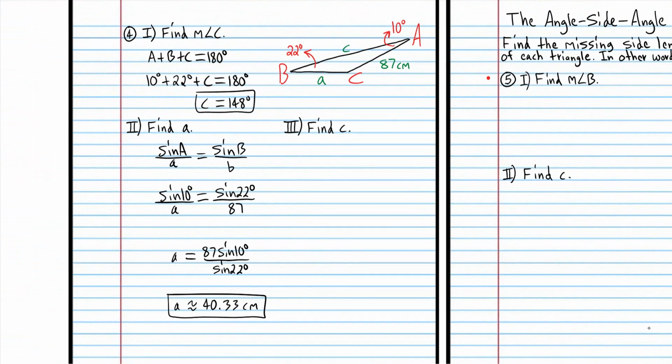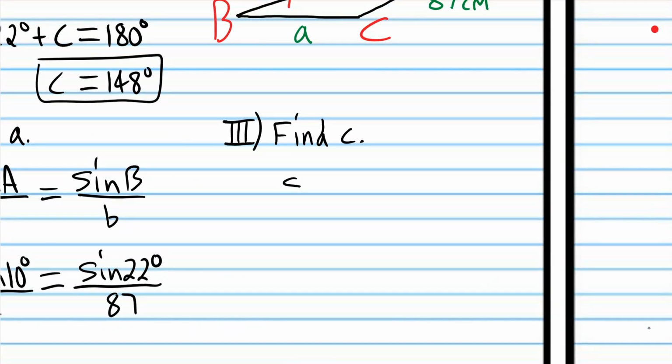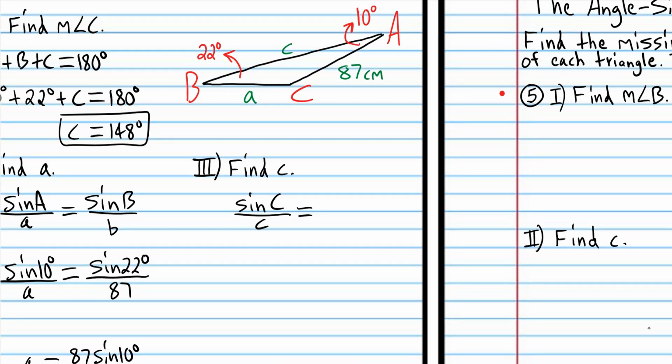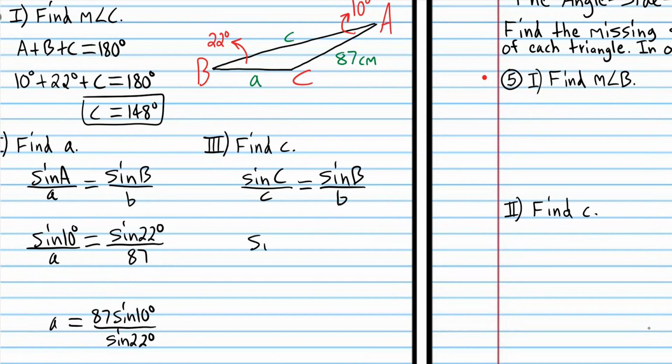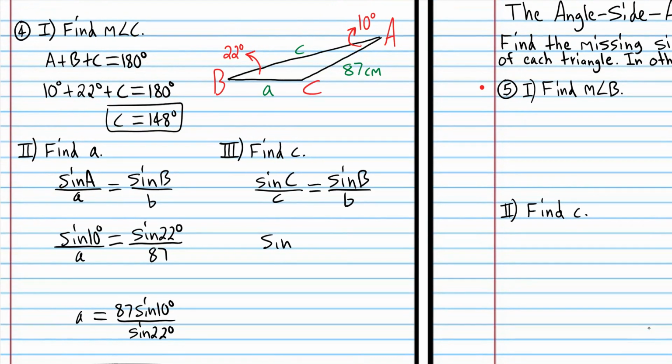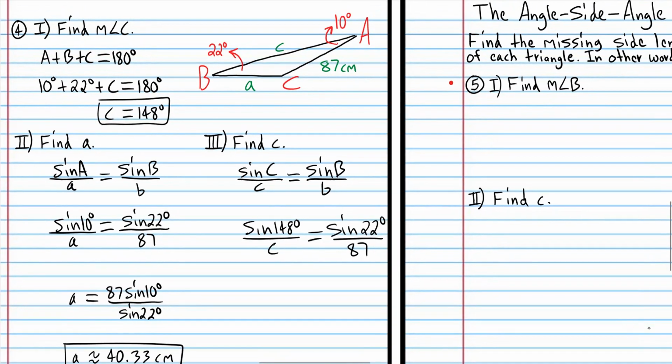But we still need to find the length of side C. So because we're looking for side C, obviously we're going to use the ratio sine C over C. And because we have a lot of information in this other ratio, sine B over B, we're going to use that. So the measure of angle C is 148 degrees. We found that in the first step. And we're looking for the length of side C. Angle B is 22 degrees, and side B is 87 centimeters.